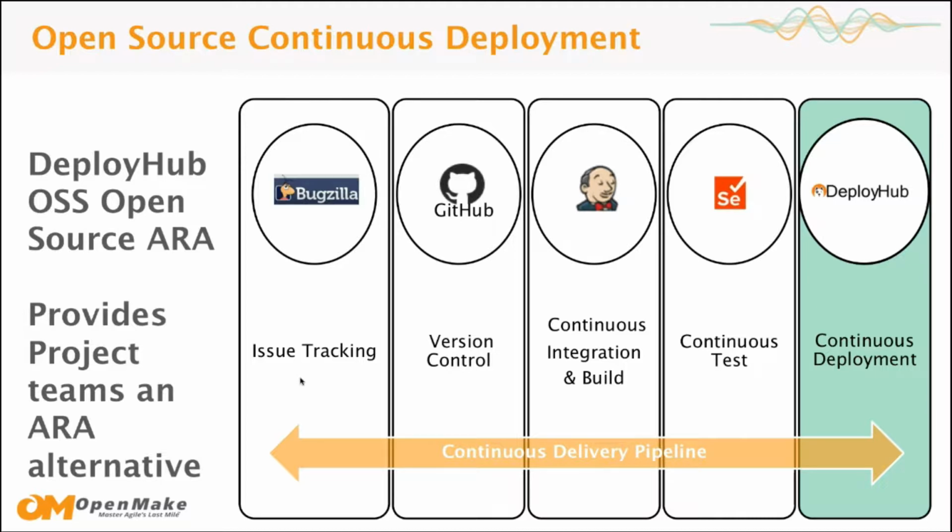DeployHub, because it's open source, allows project teams an alternative to those heavy enterprise-level application release automation tools. They can implement this at the project level, creating a standardized and repeatable process from development through the other stages of the pipeline into live production.